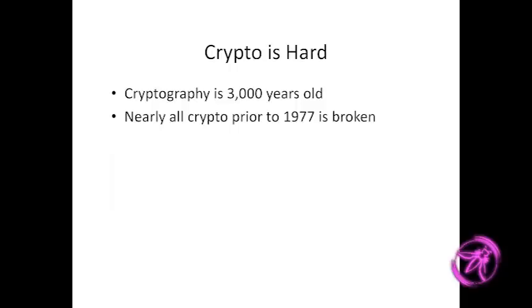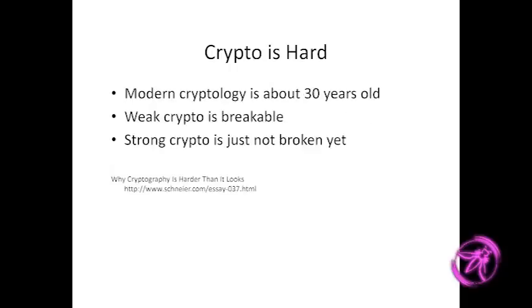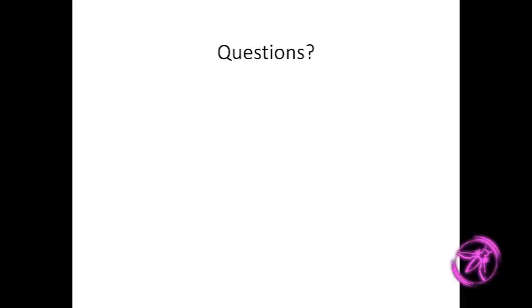Maybe it does. Okay, I have to wrap up now. This is just about my last slide. Just about all the crypto prior to 1977 has been broken. What we've got today is just not broken yet, but fortunately it hasn't been broken yet. And maybe it won't be if we're lucky. So, questions?